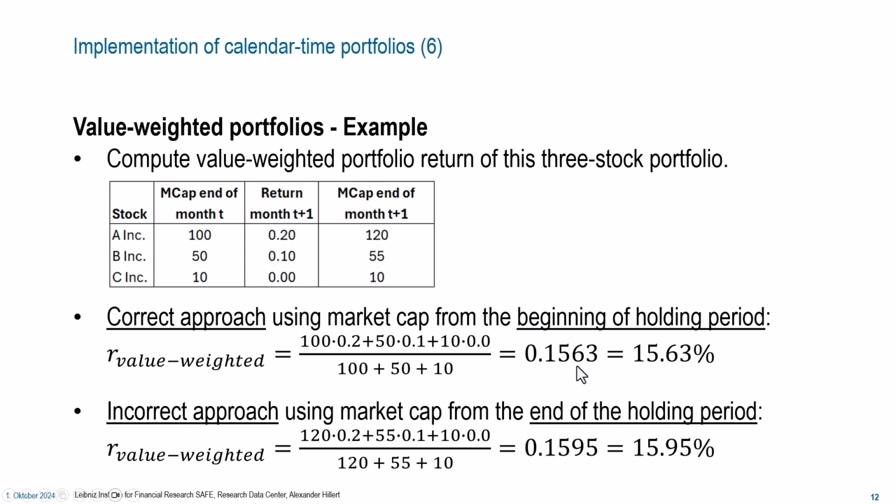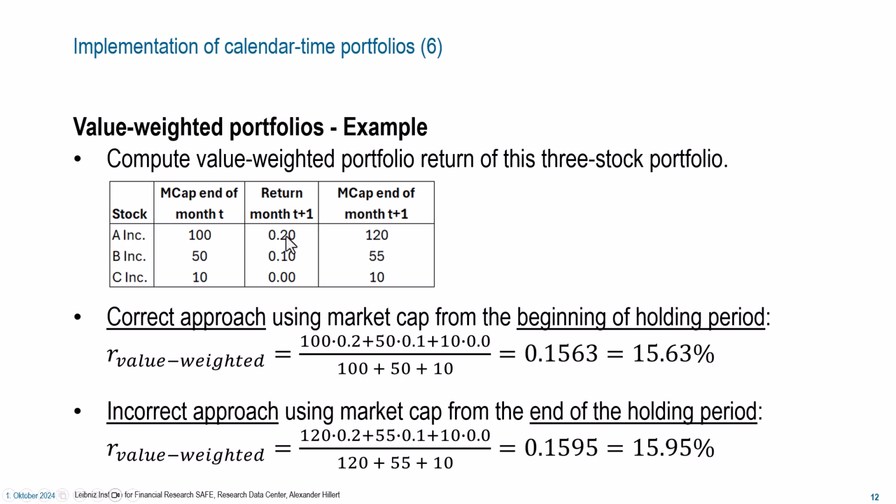15.63%. And this would be perfectly implementable because at the end of month T, when we form our portfolios, we know the market cap, so we could perform the strategy in reality without any look-ahead bias.